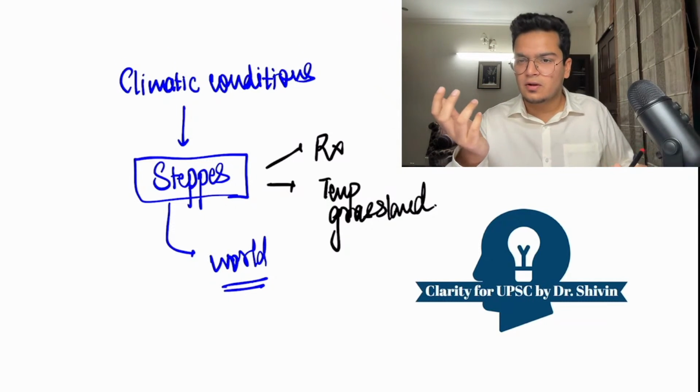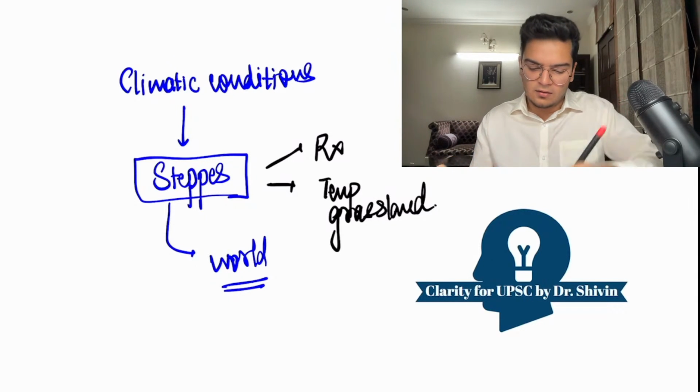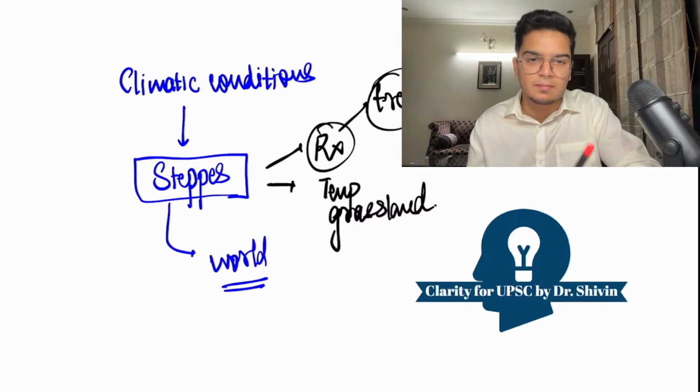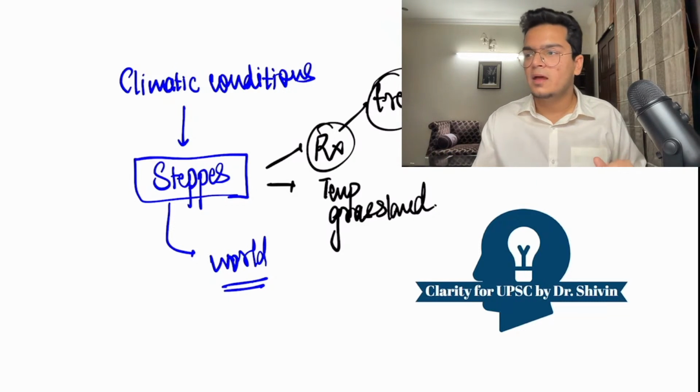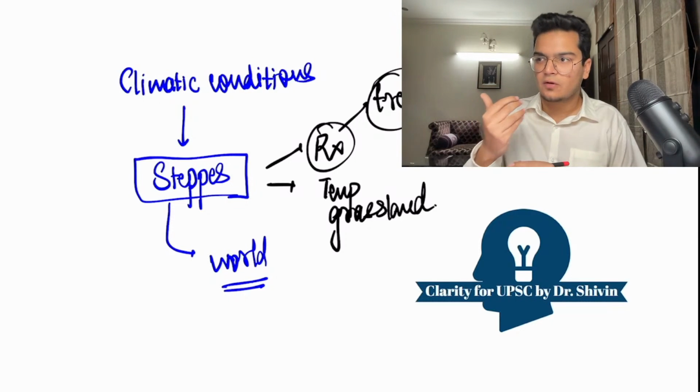Yeah, we can do it for economy as well if you want. That's not a problem. And the rainfall is not enough to support trees, right? This is what we know about steppes. So this you need to know, and then where they are present in the world. So there are certain names of steppes that are present.